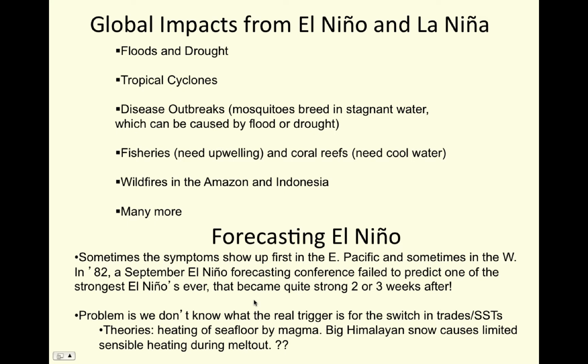The problem is we don't really know what the real trigger is for that switch in the initial trade winds, or in the sea surface temperatures that would drive those trade winds. There's many theories out there, even as far as heating of the seafloor by magma, some kind of distribution in the heating down there. Other theories go into the Himalayan snowpack. Big Himalayan snows might cause a lesser distribution of sensible heating there. In other words, most of that solar flux goes into melting the snowpack instead of heating the land surface, and that might have a signal that impacts the trade winds and ultimately starts the chain of events, all those positive feedbacks that flip-flop you from one state to the other.